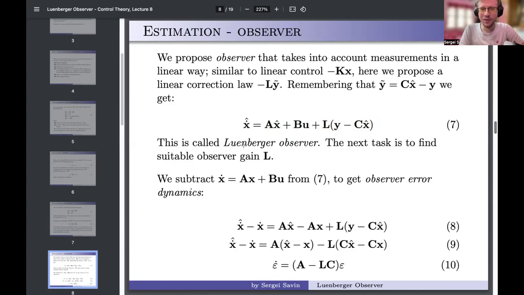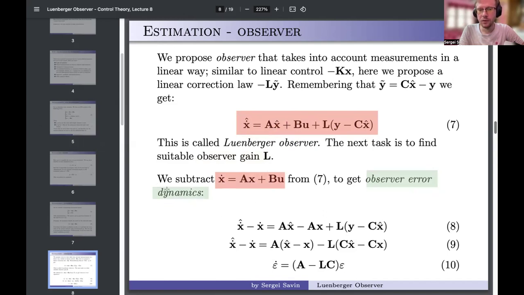Now, big task. How do we find observer gain L? It's a good question. What we want to do first is to take this guy and subtract from it our original dynamics. That is a very standard idea in control. We'll find this type of difference because it would give us error dynamics. In this case, it is called observer error dynamics. How would it look like?